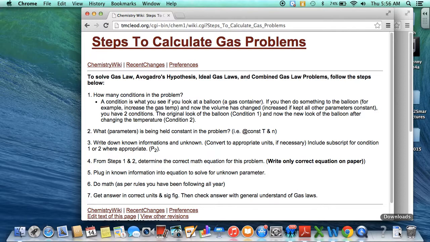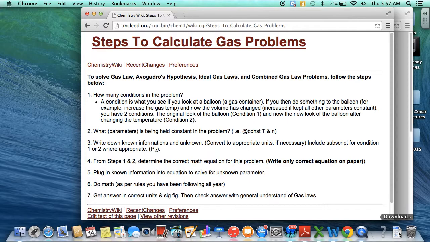The first question you ask is, how many conditions does this problem have? What that means is you have a gas container, usually a balloon, and that gas has four variables or parameters: volume, temperature, number of moles, which is N, and pressure. I call those V1, T1, N1, and P1, the subscript 1 meaning the first condition.